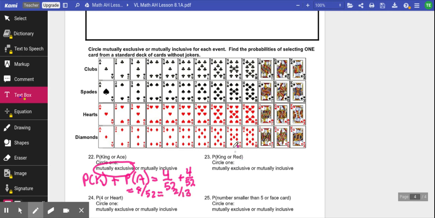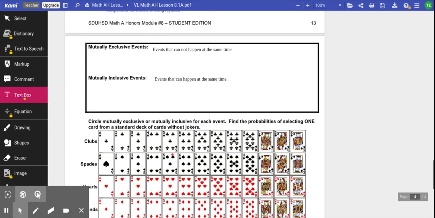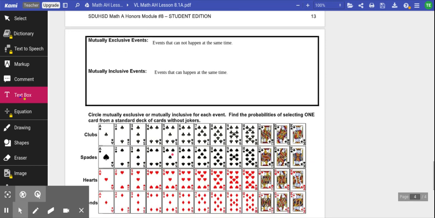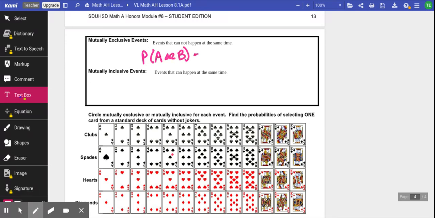Okay, so let's go up. So when our thing is exclusive, we are just going to add our things. So we would just do the probability of A or B equals the probability of A plus the probability of B. Okay, let's go look at another one.